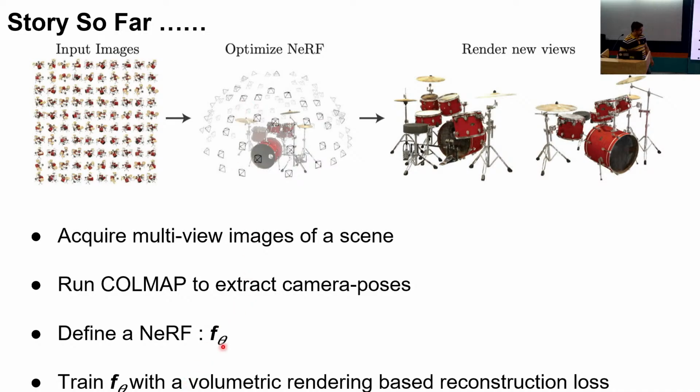So you will define an MLP, and then you will take the reconstruction loss from different views. And once you have it, you can actually render any new view from any viewpoint. You can go closer, you can zoom out, you can have dolly zoom kind of effects, all those things you can do.